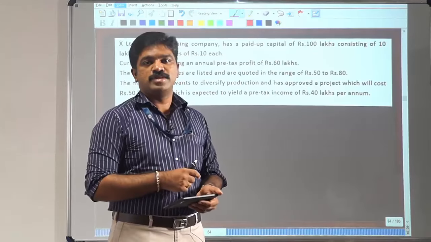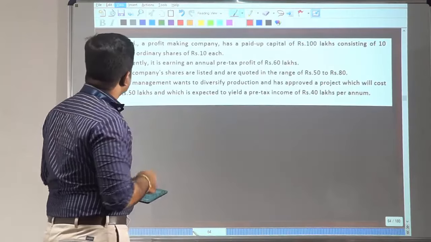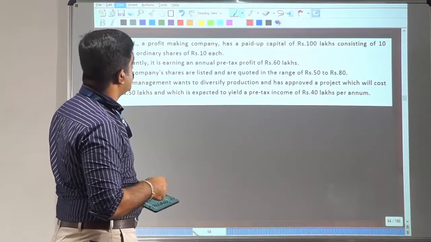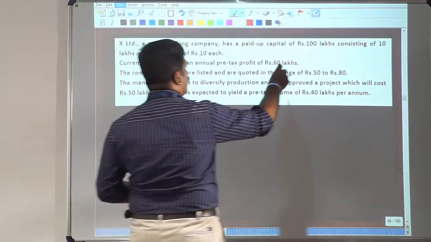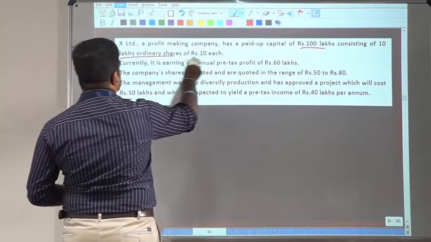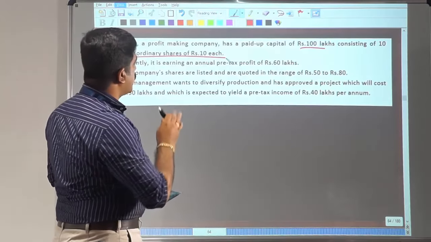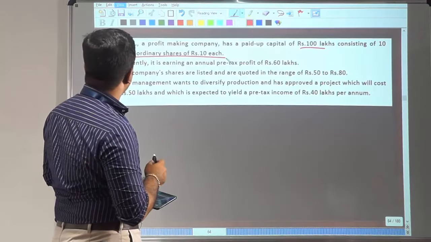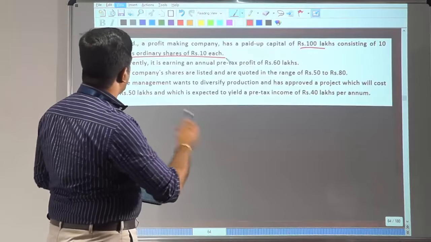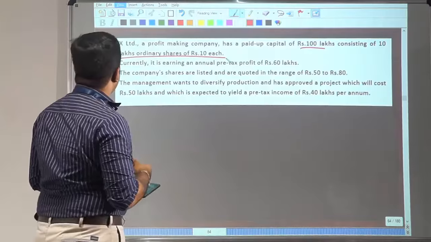Let's take one more case study on capital structuring. You have X Limited, a profit-making company, which has a paid-up capital of 100 lakhs consisting of 10 lakh ordinary equity shares of rupees 10 each. Okay, so their capital is 100 lakh, and you have 10 lakh shares and the worth of one share is 10. So 10 lakh into 10, you have 100.